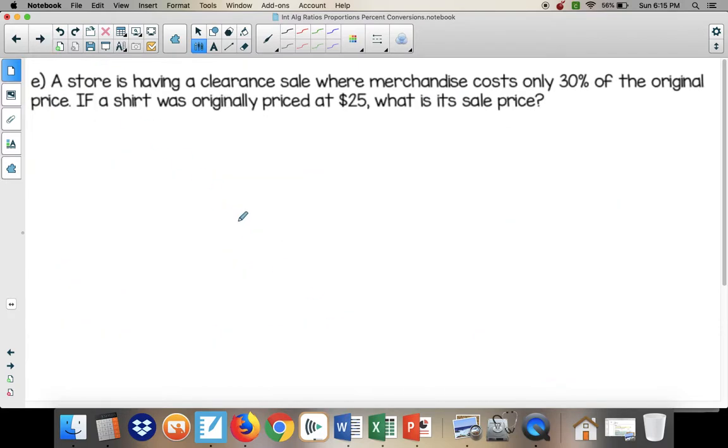So for this one, it says a store is having a clearance sale where merchandise cost only 30% of the original price. If a shirt was originally $25, what is the sale price? So it cost only 30% of it. So this time, you're just finding 30% of 25. So 25 times 0.3 gives us $7.50. Pretty cheap shirt.